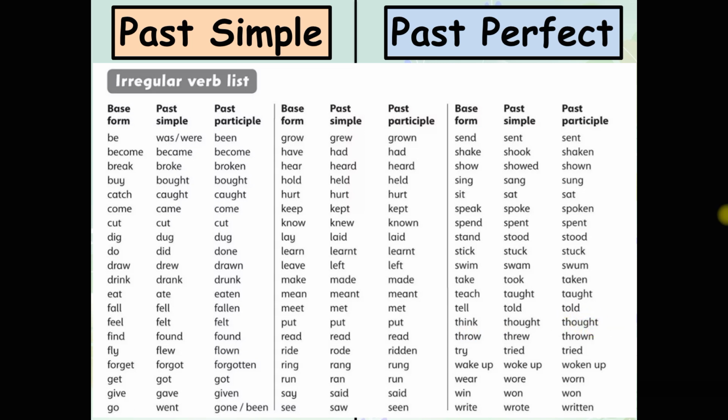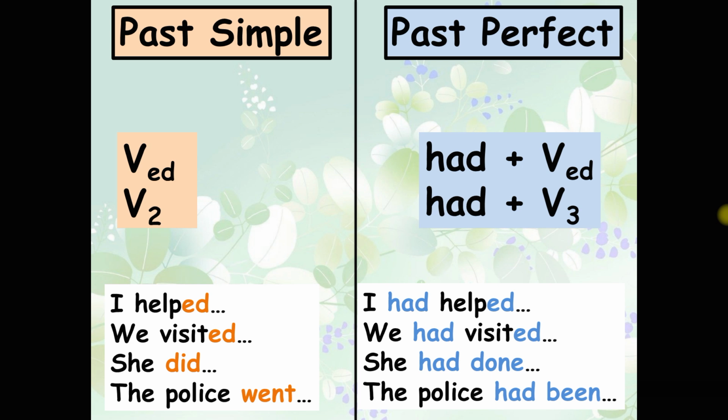Now let's look at some simple examples. In the past simple, we say I helped. In the past perfect, I had helped. We visited. We had visited. She did. She had done. The police went. The police had been.